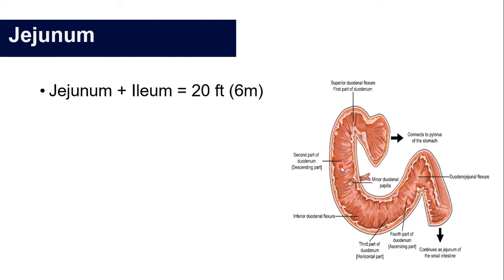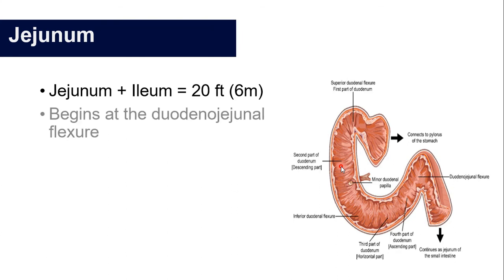So the jejunum and the ileum together measure about 20 feet or 6 meters long. Each has distinctive features, but there is a gradual change from one to the other. Specifically, our jejunum begins at the duodenojejunal flexure.